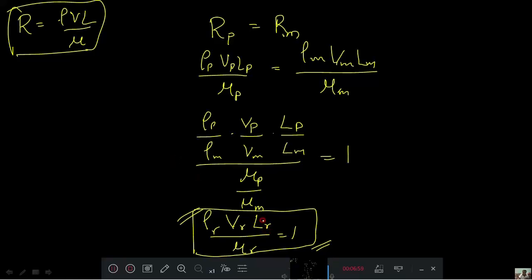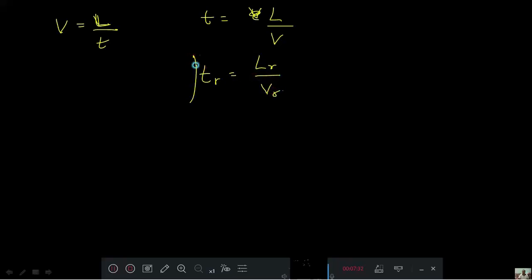Right? Then, by considering this one, there are other parameters which are not included here. If you want velocity, you have it here, length you have, these are all known. But for some other parameters, like if you want to scale down the time, what do you need to do? Time means what? First, velocity is equal to distance divided by time. Then time is equal to length divided by velocity. Then the time ratio will be equal to length ratio divided by velocity ratio. This we have to maintain.